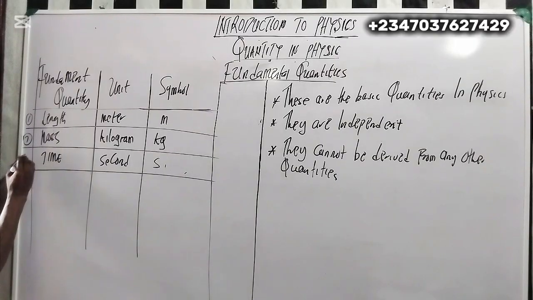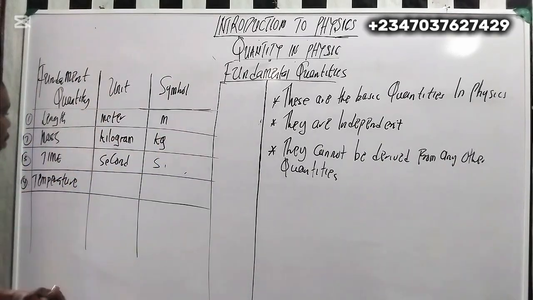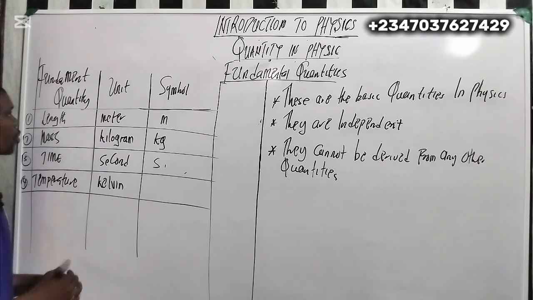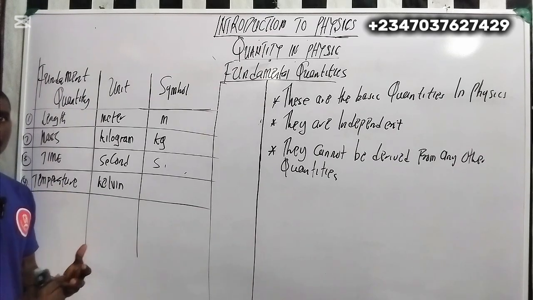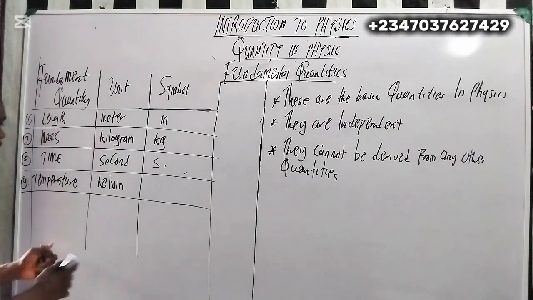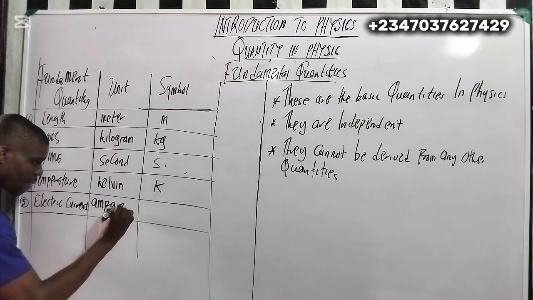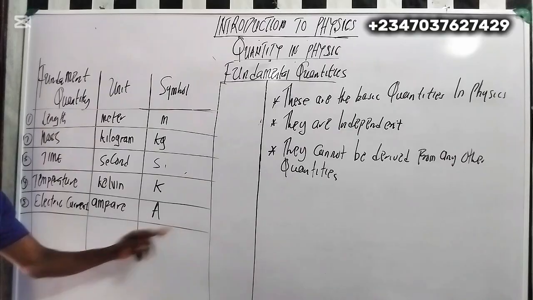Nice one. So next we want to look at number 4, temperature. The unit of temperature is Kelvin. Although we also have other units for temperature, the unit we use in physics is Kelvin. We also have the Celsius scale and the Fahrenheit scale, but the one we make use of is Kelvin, and the symbol is K. Number 5 is electric current. The unit of electric current is called ampere, and the symbol is A. So when we talk about electric current, we are talking about amperes, and it's A.